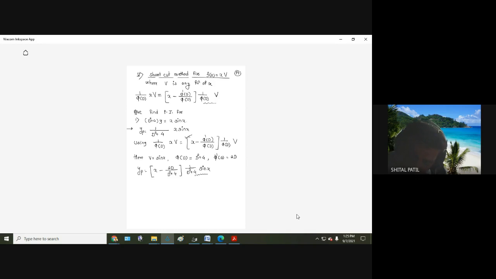Concentrate on this part. What is the shortcut method for trigonometric functions? D square is to be replaced by minus a square. So what is the coefficient of x in sin x? 1. 1 square, minus 1. Bracket as it is. 1 upon D square equals minus 1. Minus 1 plus 4 sin x. That is 1 upon 3 and then bracket.